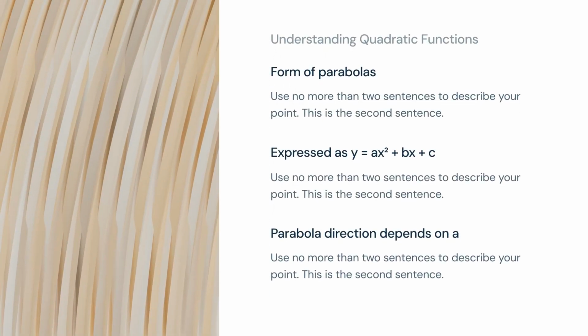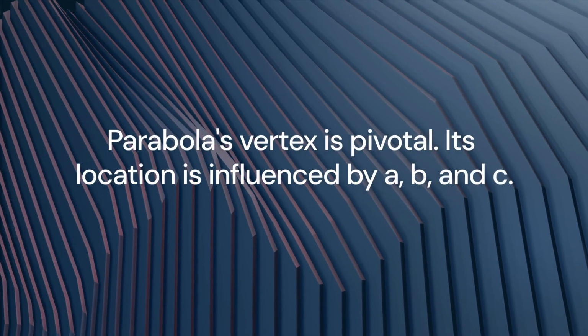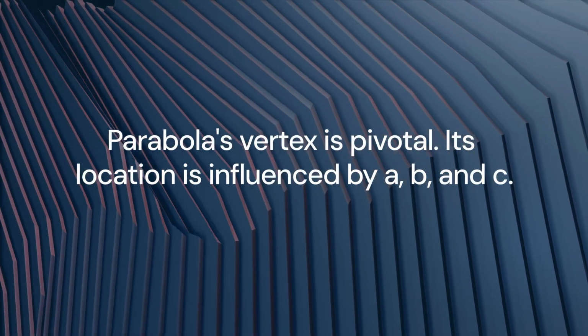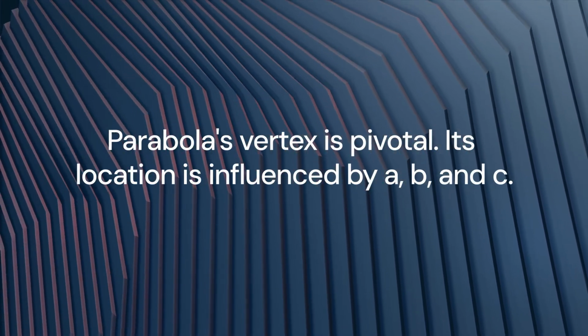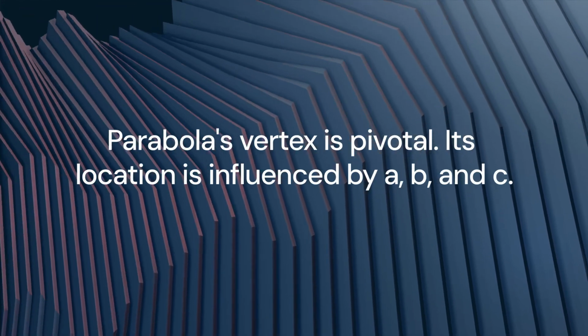Moving on to quadratic functions, these form parabolas on the graph and are expressed as y equals ax squared plus bx plus c. Depending on the sign of a, the parabola opens upwards or downwards, essential for modeling projectiles. The vertex of a parabola, where it turns around, is crucial. Whether it opens upward or downward depends on a, but its exact location is influenced by all constants a, b, and c.